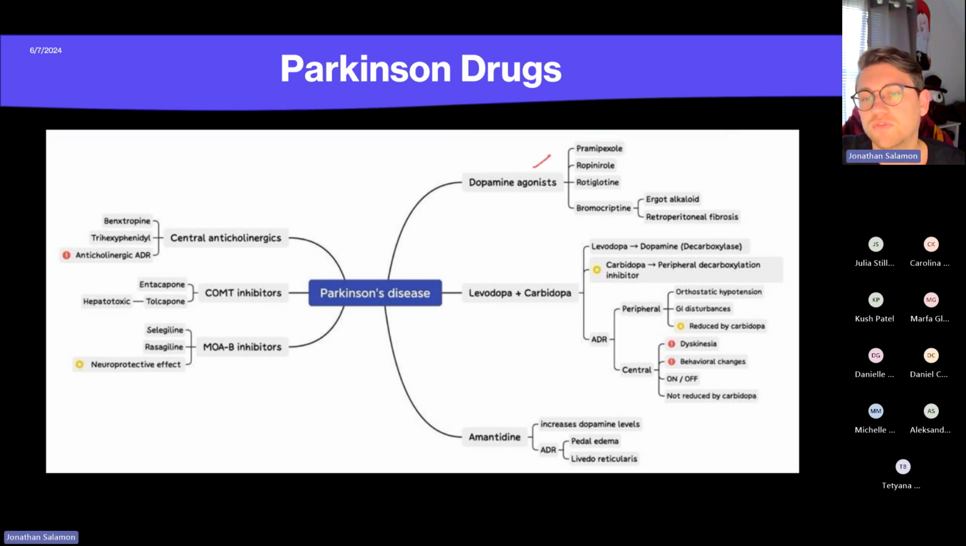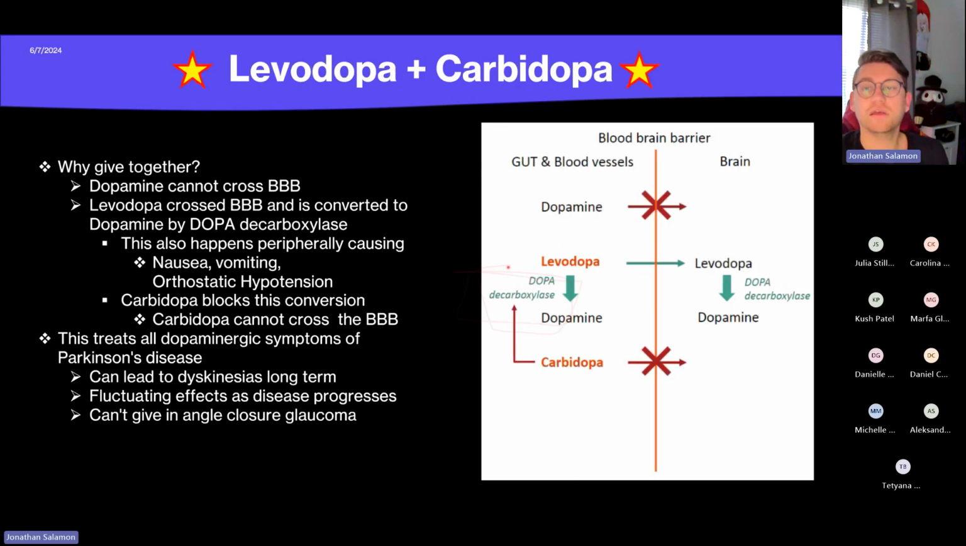Pramipexole is the one that usually gets asked about for the dopamine agonist. But this is the really important thing, and I have a whole slide on this, so I'm going to talk about this in the next slide, right? So when you give dopamine to somebody, dopamine cannot cross the blood-brain barrier, right? So we give levodopa. Levodopa is a precursor to dopamine. The problem is, and that can cross the blood-brain barrier.